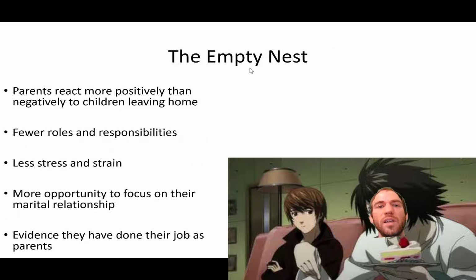self-esteem. The empty nest. Parents react more positively than negatively to children leaving home. There are fewer roles and responsibilities, less strain and stress, more opportunity to focus on their marital relationship, and evidence they have done their job as parents. So this is the classic idea of the empty nest. The idea was that once the child leaves, parents, but in particular mothers, are going to feel lost and react negatively because now they've lost their duty and their responsibility, being a mother and having household responsibilities. This is a very nuclear-family, implicitly and kind of explicitly sexist understanding that in the absence of parenting responsibilities, mothers would just lose their mind.